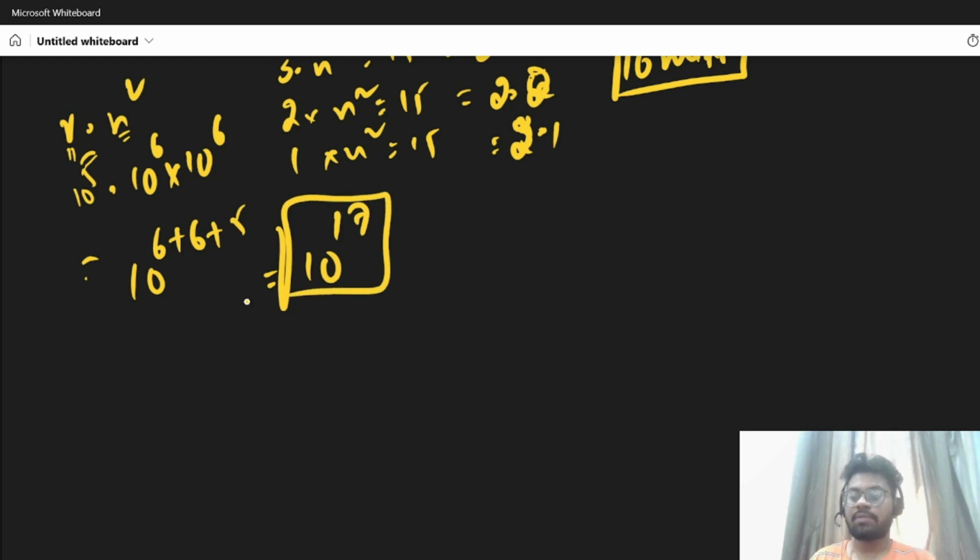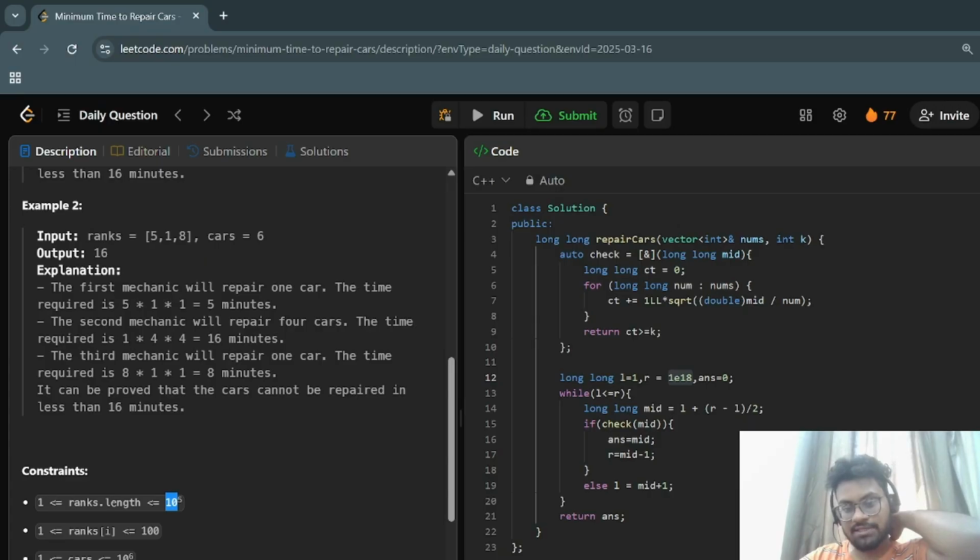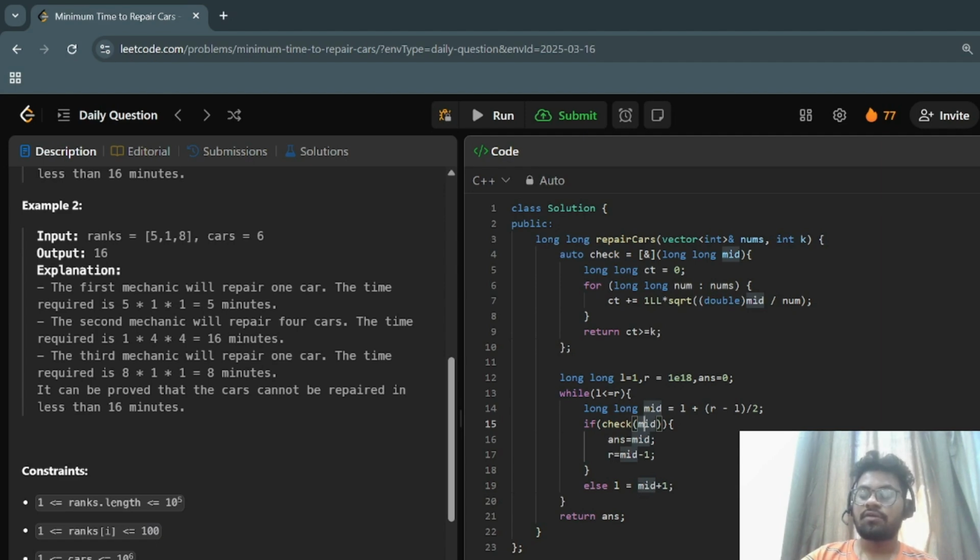So this is the maximum constant value. For that sake I'm just using 1e18, which is the maximum of the long, and answer is 0. While we iterate with l less than or equal to r, at each particular size of the array, we'll get a mid element, which is l plus (r minus l) by 2. We'll check for that particular mid whether, using that mid minutes, it is possible to repair all the cars or not. If it is possible, we'll store it in answer, and we will make r as mid minus 1, because we need to get the minimum value, right?